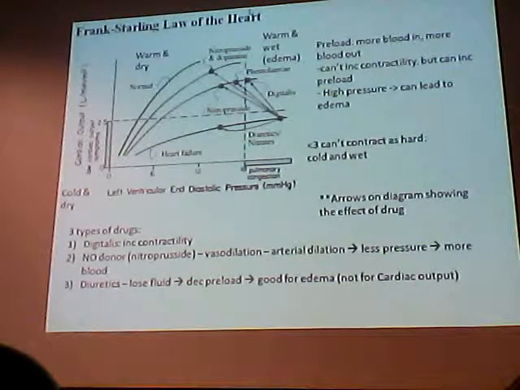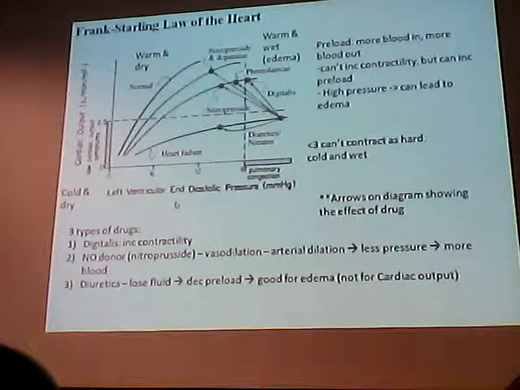So with Frank-Starling's law of the heart, in this chart, I think I included it on my cheat sheet. With this one, on the bottom is the left ventricular end diastolic pressure. So it's relating your preload, how much blood is in the heart before it contracts, and the cardiac output: how full is your left ventricle and how much can it pump out effectively.